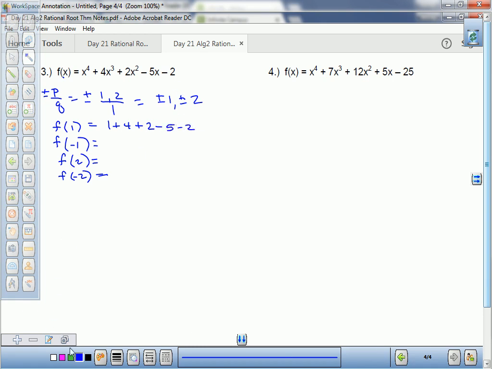Okay? Now, I always do things the easiest possible way for me. And when I look at this, these two make a positive 5, which is going to cancel with that negative 5. And then 2 minus 2 is 0. This one works.